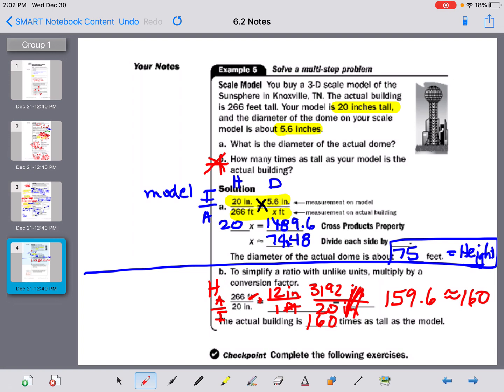Okay, very, very different question on B, because you have to be in the same units to compare them, versus when we have the scales, we can work in different units to find missing parts.